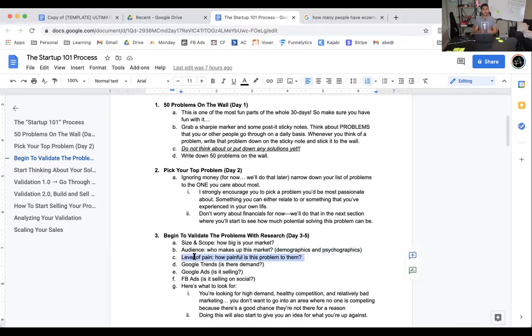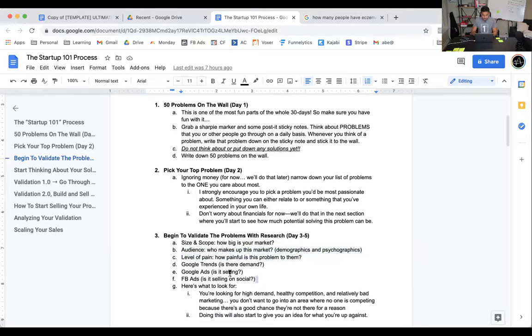And then the last thing is you want to make sure that the pain is high. If the pain's not high, people will not act. Not only will they not act, they will not pay that much to get that problem solved. So that's the first thing.